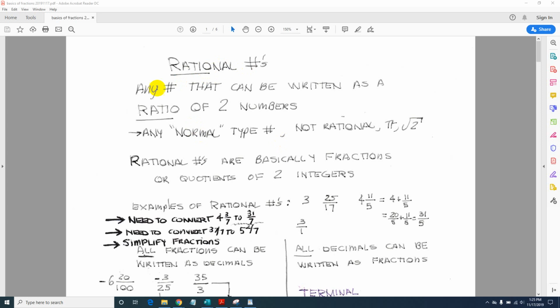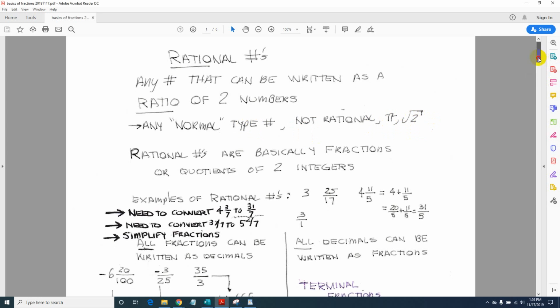Okay, a rational number. A rational number is any number that can be written as a ratio of two numbers. That's where you get the word rational, because of the word ratio in there. Basically, any normal type of number that you've seen in your entire life. What is not rational? Things like pi and square root of 2. Things like that are not rational. But really, you haven't done much of those. So mostly every number you've ever seen is a rational number.